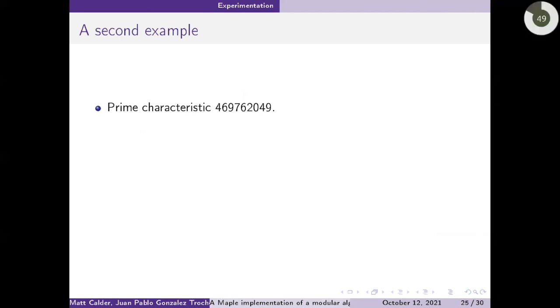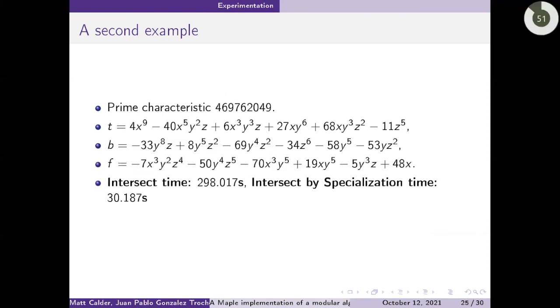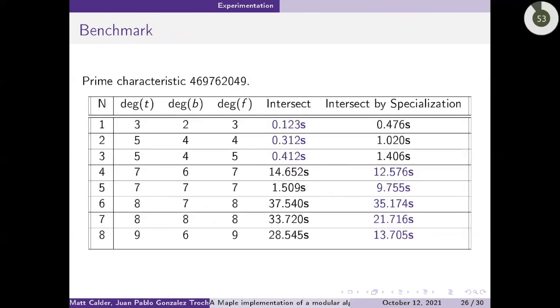Now, this is a more promising example. We have T, B, and F polynomials of degree 9. And we compute the time of the Intercept algorithm. We have a number close to 300. And in our modular method, we get 30 seconds. Now here we have a table with the degree of random polynomials T, B, and F, the time of the Intercept algorithm, and the time of the Intercept by specialization. This is our modular method.